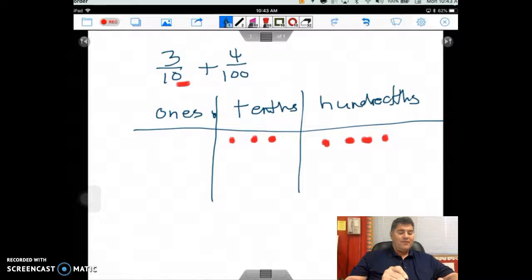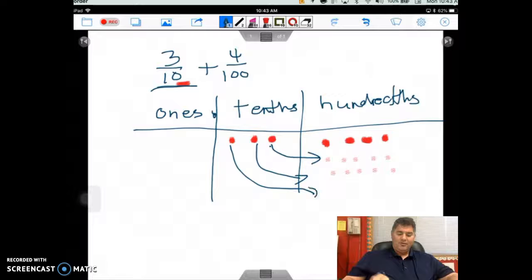And then the way it works is we are going to convert the 3 tenths right here into hundredths. So how do we do that? It's kind of hard to add both those together, so we're going to take the tenths, put them over here, and that'll give me 1, 2, 3, 4, 5, 6, 7, 8, 9, 10. And I'm going to bring another set over here and add more, 1 through 10. And then this set, 1 through 10.